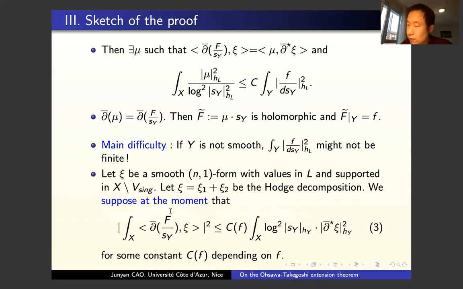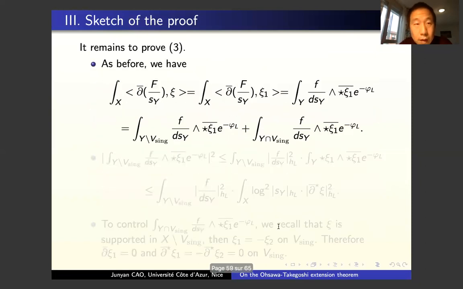Therefore, in the last 5 minutes, I will explain why we have this inequality. So as before, this product equals the integral of small f over dsy, which is C1 over the subvariety Y. Now we split the integral in two parts. One part is outside V, and the other part is over the set V.